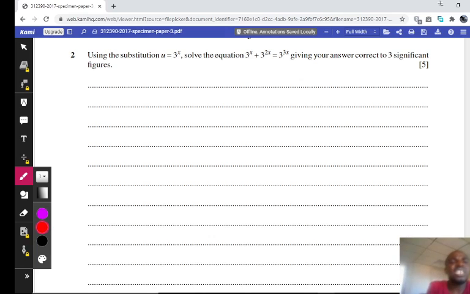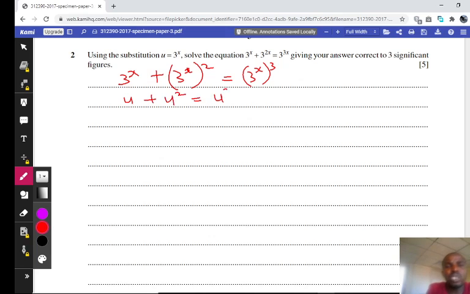So first, you express it in this form. You say 3 to the power x plus 3 to the power x, this one is the same as 3 to the power x squared, is equal to 3 to the power x, then to the power 3, is the same as like this. Then with this 3 to the power x, you can put u. It will be u plus u squared is equal to u to the power 3.